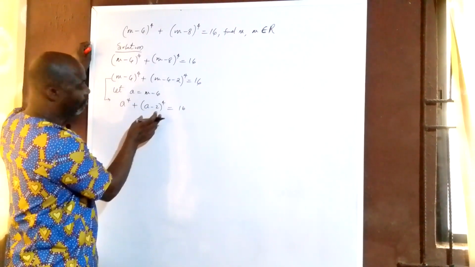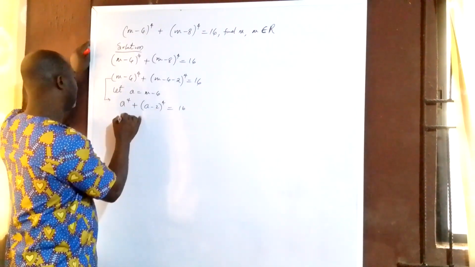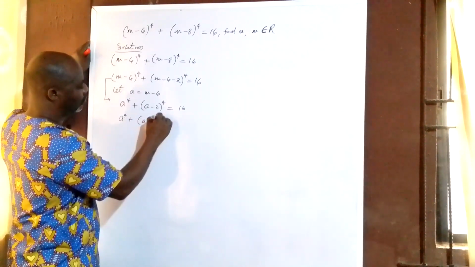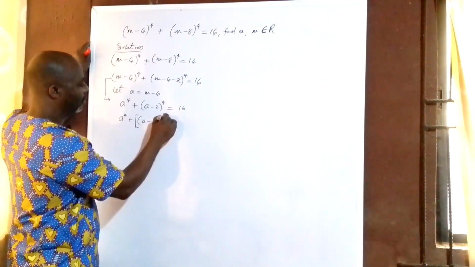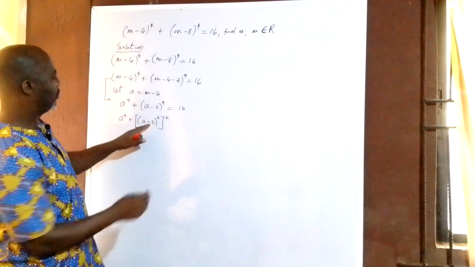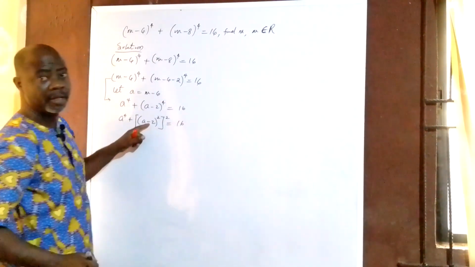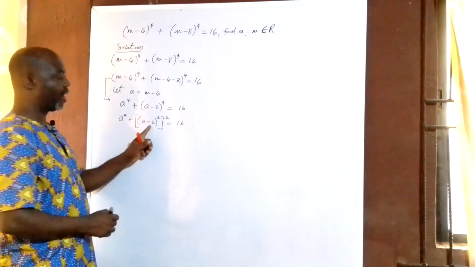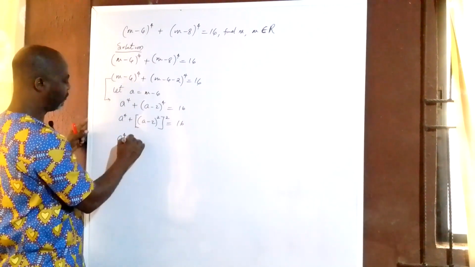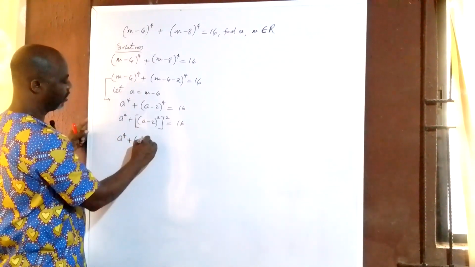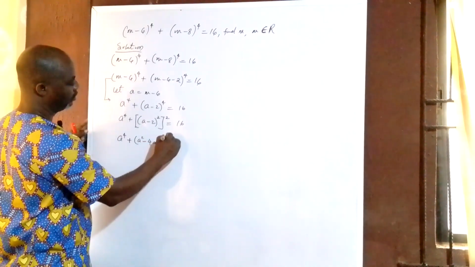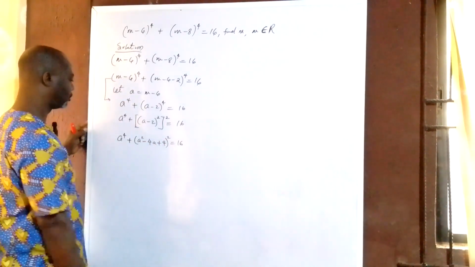And I'll also go further to rewrite this as a^4 + ((a − 2)^2)^2, okay? So equal to 16. Then I go ahead and expand (a − 2)^2. So I have a^4 + (a^2 − 4a + 4)^2 = 16.